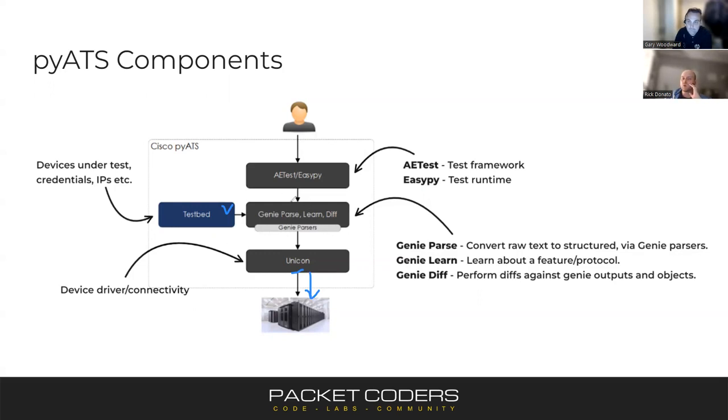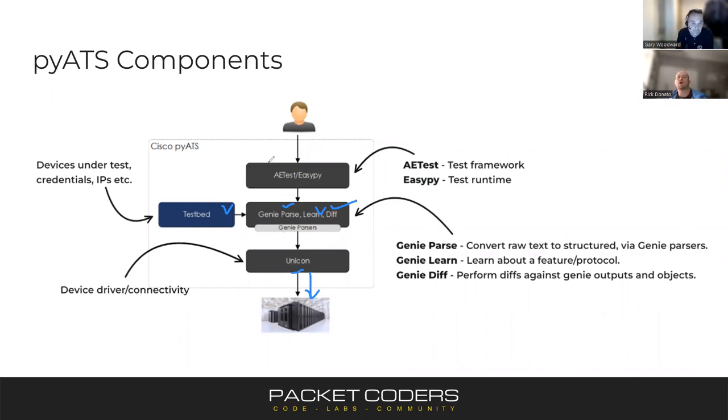Then we've got all of the different libraries within Genie. So we've got Genie Parse, Learn, and Diff, and those are the tools that we're going to interact with. And then we've got various Genie parsers as well, those parsing templates to convert, in the case of going out to devices via a CLI, that raw text into some structured text that we can work with easily within Python.